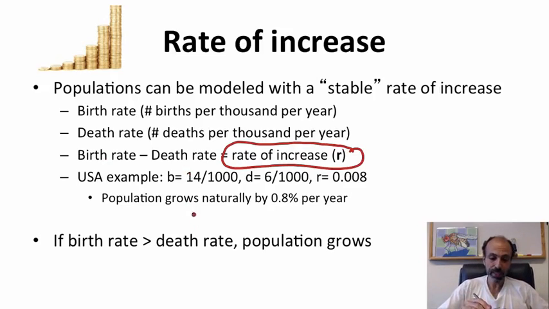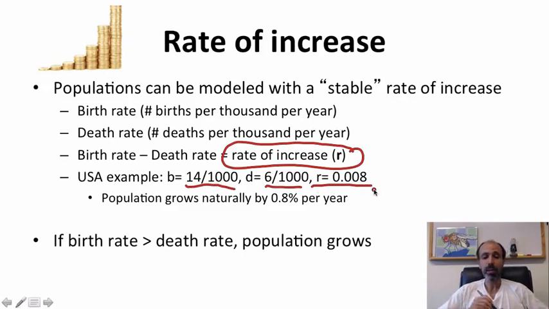So in the United States, as an example, the birth rate is about 14 per thousand. The death rate is about 6 per thousand. So that makes the intrinsic rate of increase about 0.008. In this case, this is not considering immigration. This is just looking naturally. What this means is the population will grow naturally by 0.8% per year. Now, if the birth rate is greater than the death rate, then the population grows. And conversely, if the birth rate is lower than the death rate, then the population will decline.